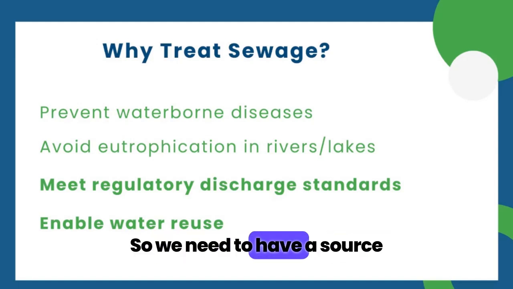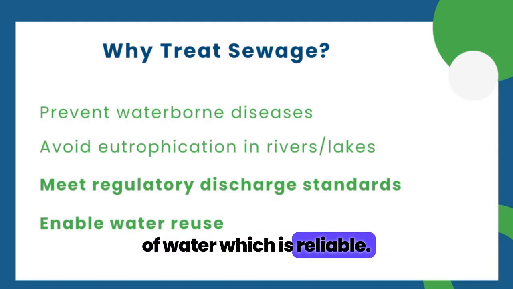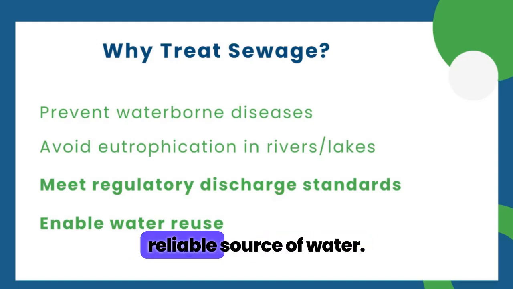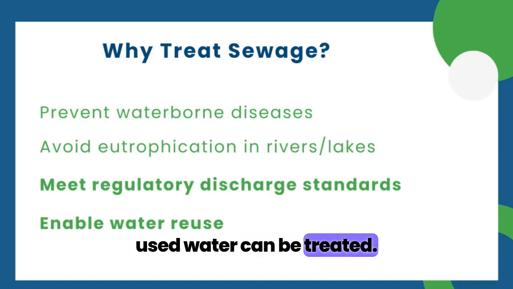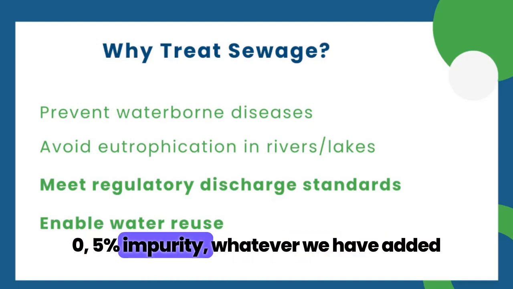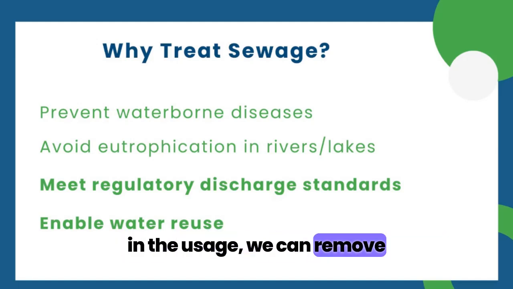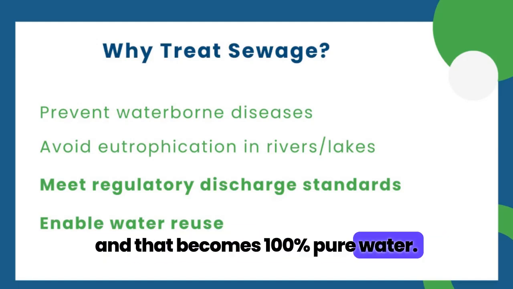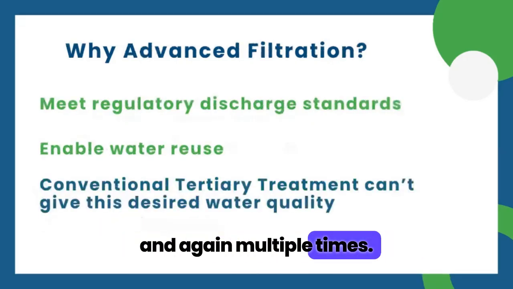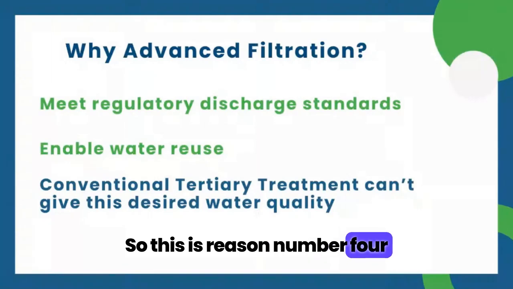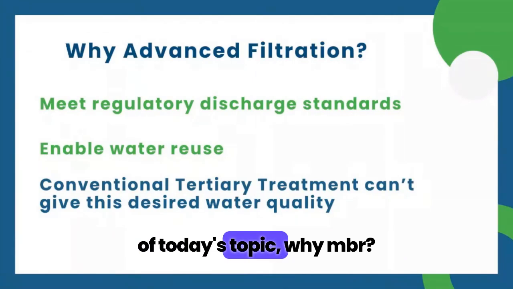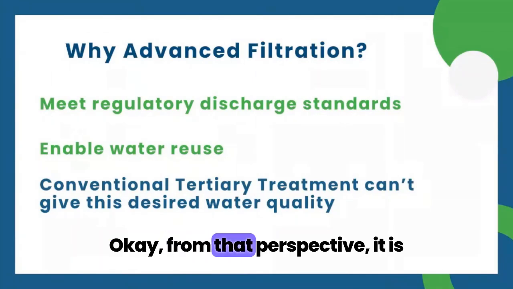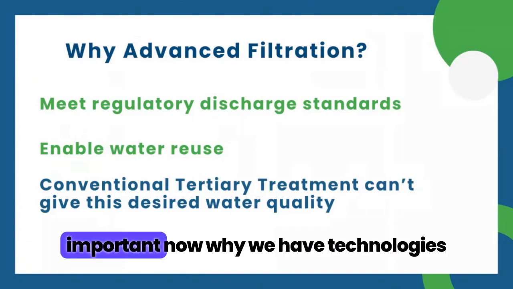If we don't give water from the top, we can't draw it again, right? So we need a source of water which is reliable, and sewage is the most reliable source of water. As long as we use water, we get used water, and this used water can be treated. That means the 0.05% impurity, whatever we have added in the usage, we can remove, and that becomes 100% pure water, and we can reuse that again and again multiple times. So this is reason number 4, and the most important reason from the perspective of today's topic, why MBR.